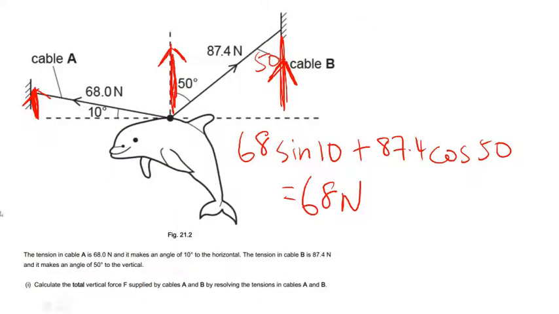In this question, calculate the total vertical force supplied by cables A and B by resolving the tensions A and B. So for A, you want the vertical component of this force, and you want the vertical component of this force. So here you would have 68 sine 10, and 87.4 cos 50. You add both of the vertical components to give you the total vertical component.